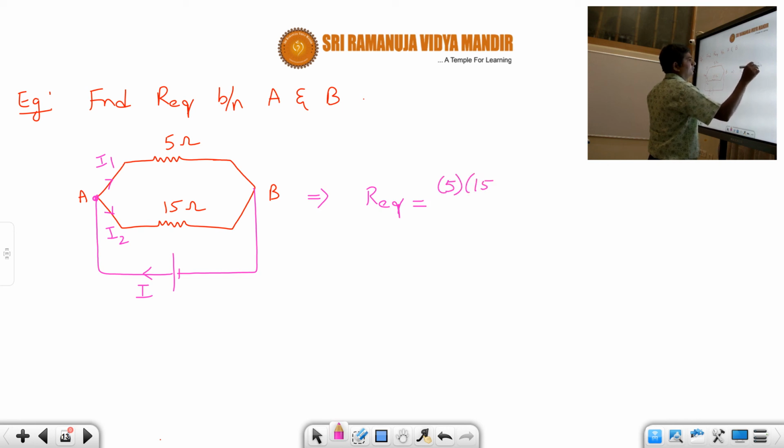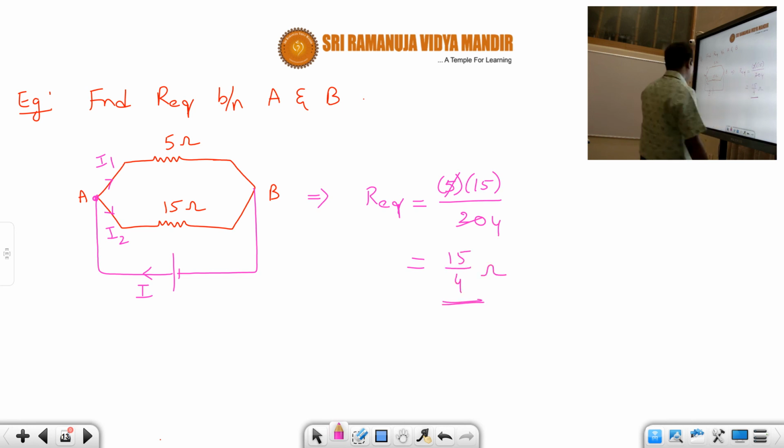So 5 into 15 divided by the sum. Sum means 5 plus 15, 20. So 5 fours are 20. So that means 15 by 4 ohms. I hope you understood, students.